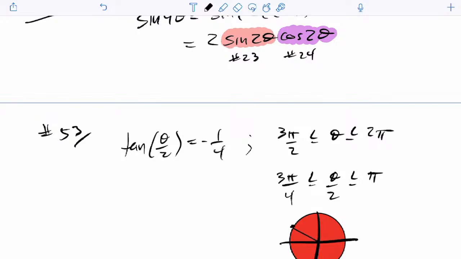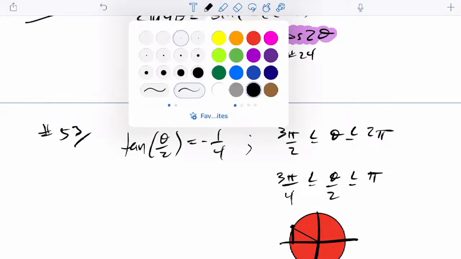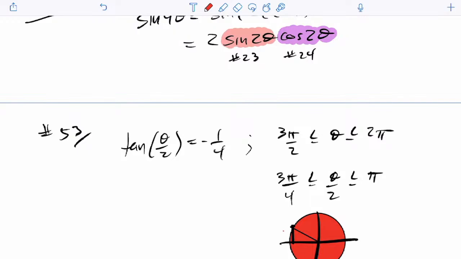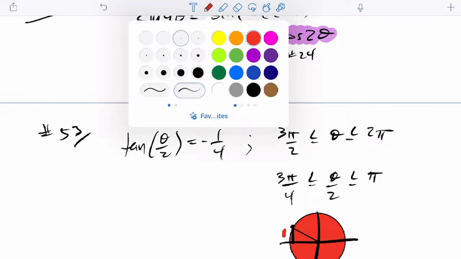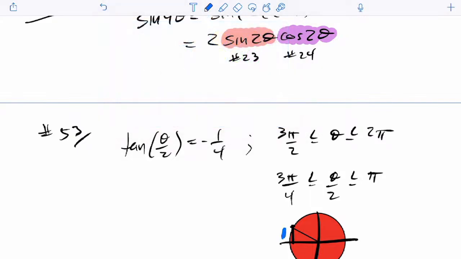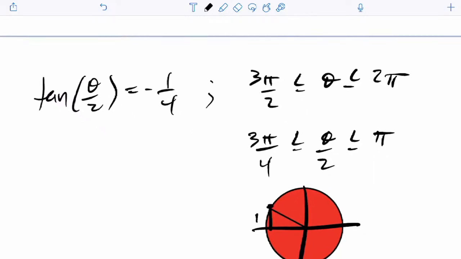Right, I'm in this quadrant, and I know that in this quadrant, my opposite is 1. My adjacent is 4. And if you go to this triangle, it's going to be 1 and 4. So I can solve for my hypotenuse.